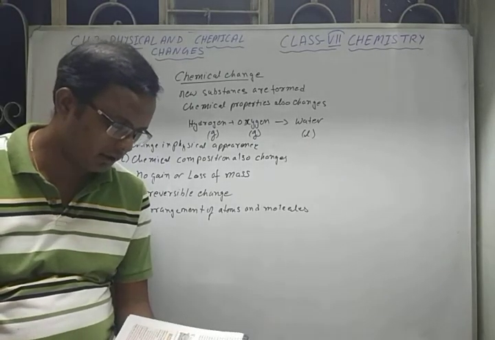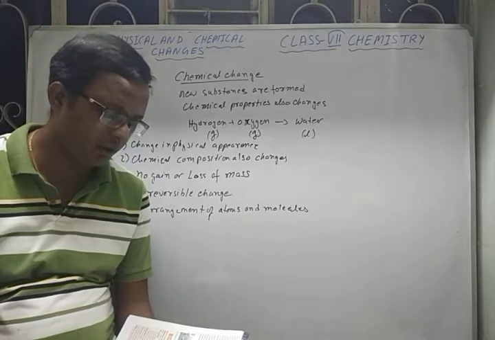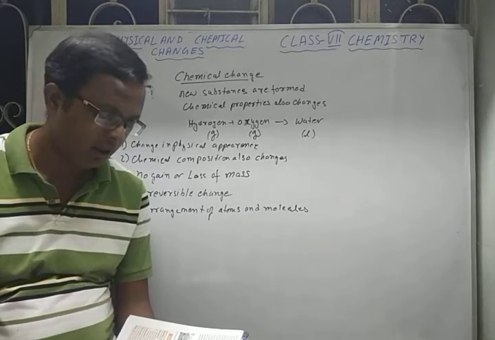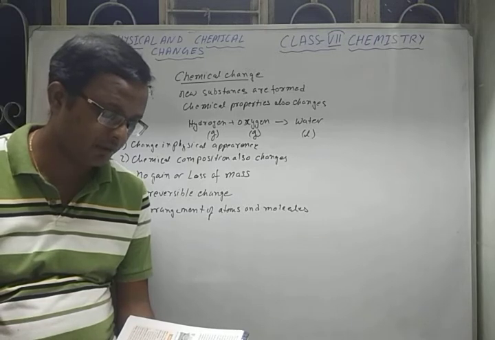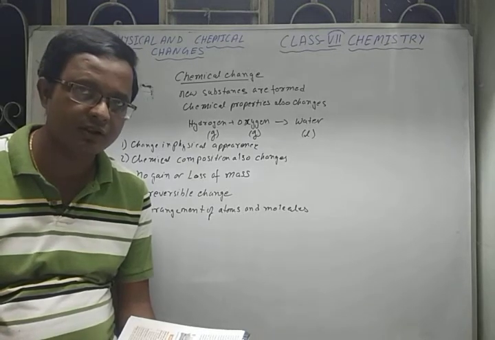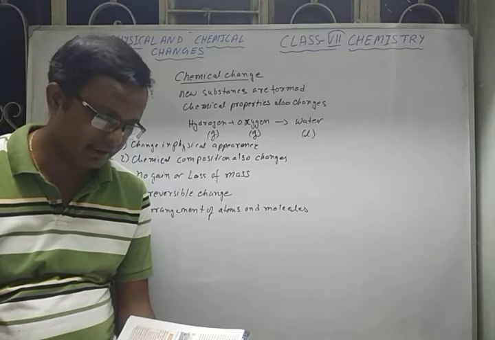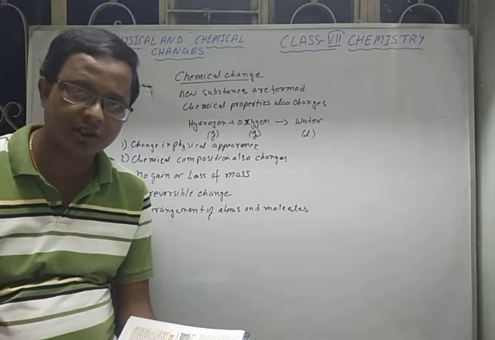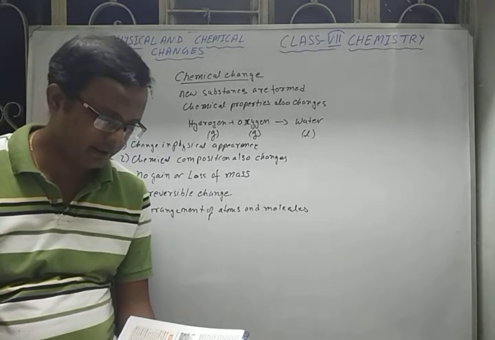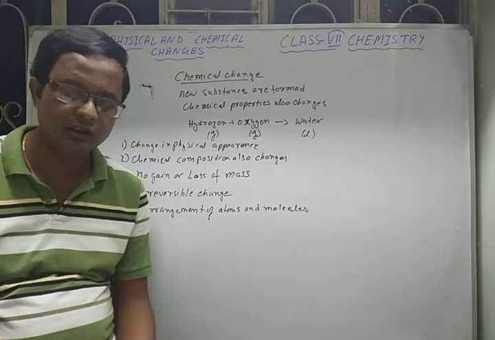In geography also, weathering of rocks, formation of soil, formation of fuel, formation of rocks, and volcanic eruptions are all chemical changes. Some biological processes also come under chemical changes, like photosynthesis, digestion, respiration, etc. Metamorphosis, germination, pollination all come under chemical changes.